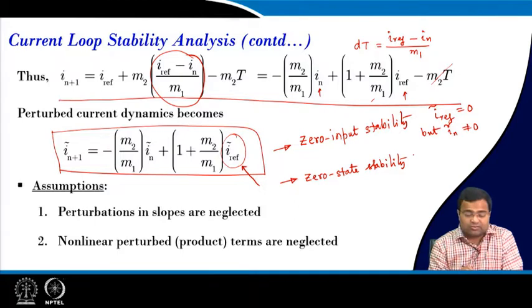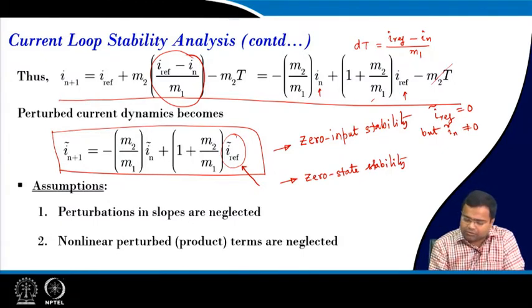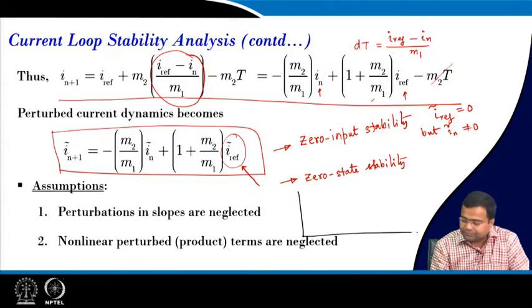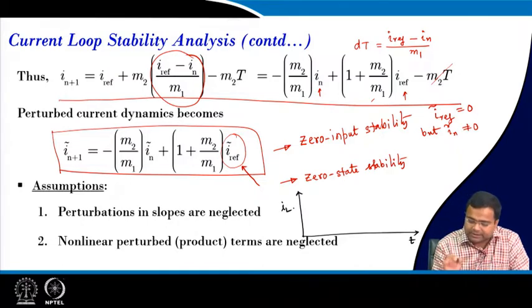Under this condition, we are not disturbing the initial current, but we are perturbing the reference current. So, how does it look like? Let us take a current waveform, just to give a visual understanding. So, this is my time domain and this is my inductor current.